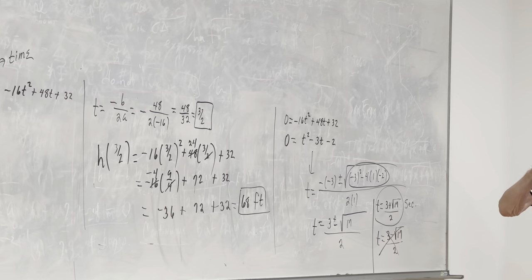I will not ask you to approximate. 3 plus radical 17 all over 2 is the amount of time it's going to take for it to hit the ground.